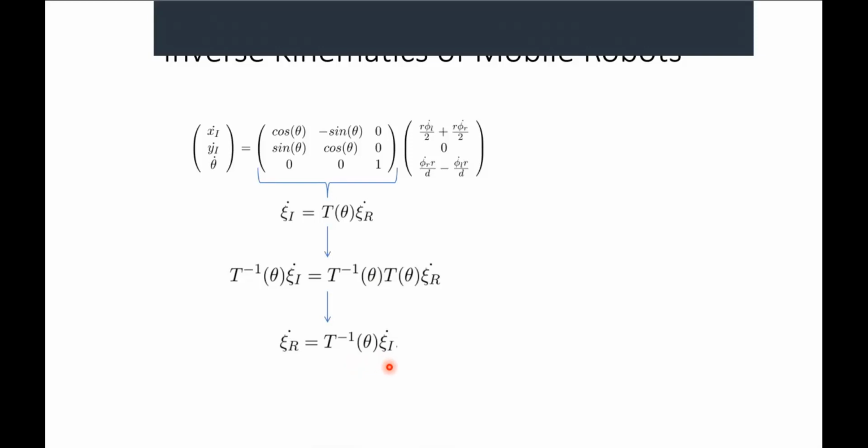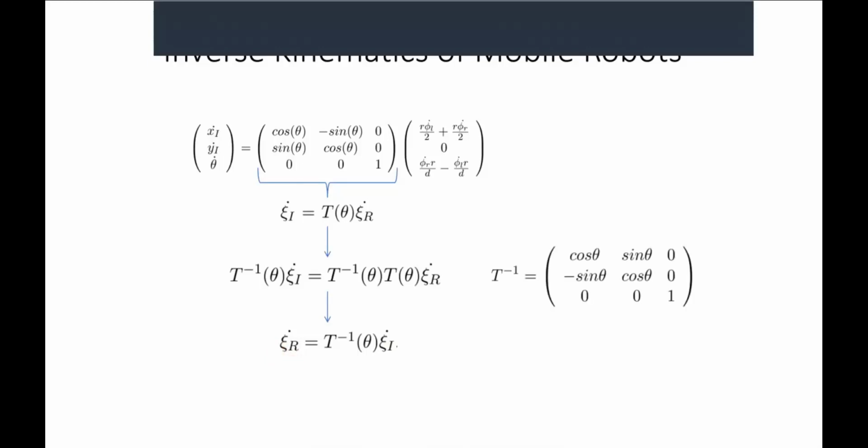So again, if I wanted to have my robot move 2 units along the x-axis in my inertial frame, then I just plug in 2, 0, 0, multiply it by this inverse transform here, and that's going to tell me values for my phi L and my phi R, right? That's going to tell me how much my robot wheels have to move in order to affect that change.